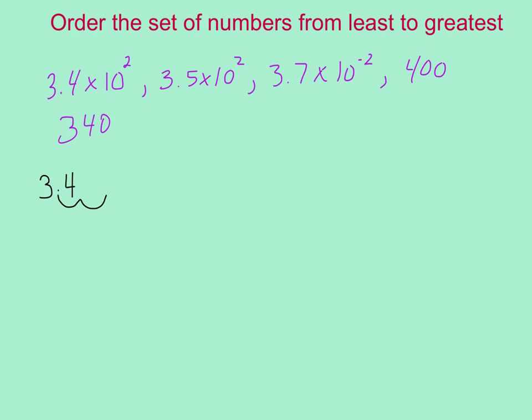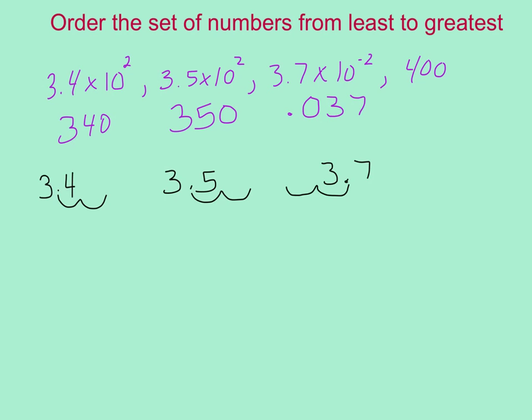Okay, now I can look at this next one here. 3.5 times 10 to the 2nd power. It moves it twice, so once, twice. That becomes 350. Okay, now on this third one, 3.7 times 10 to the negative 2nd power. I know that means I'm dividing by 10 twice, so I'm moving my decimal to the left 2 times, once, twice. So that becomes 37 thousandths, written like this, and this one's already in standard form at 400.